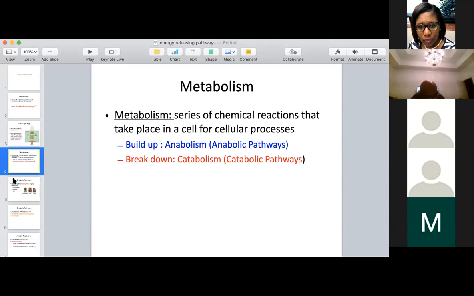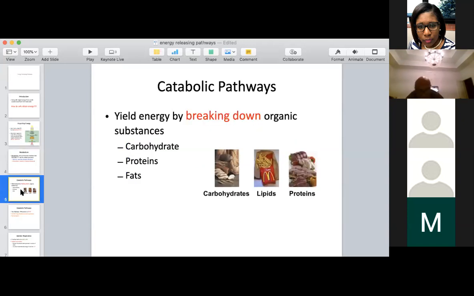Okay, so these catabolic pathways are basically going to be the way by which we yield energy by breaking down organic substances. Again, so these can be a number of things. It's basically food that we consume. We can consume carbohydrates, lipids, proteins. Any number of organic substances can be used as a source for breaking down to obtain energy.